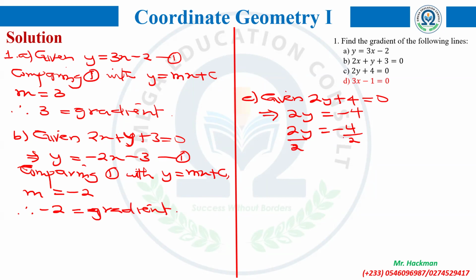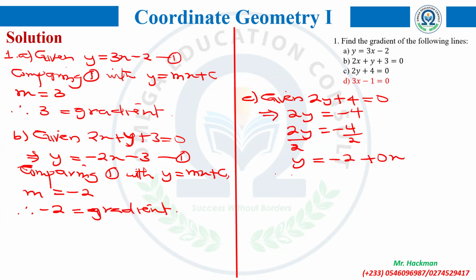As you mature, you can write the gradient straight away. So this will be equal to minus 2. But remember there is no term in x. So it means the term here, y, in actual fact is plus 0x. Is that clear?